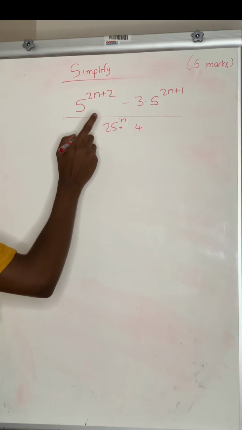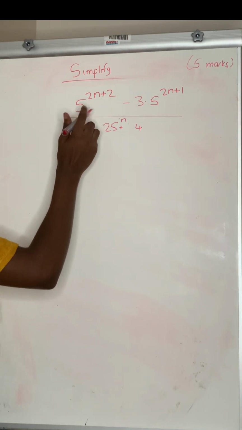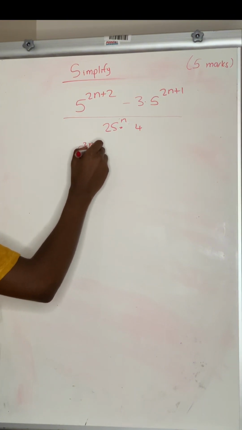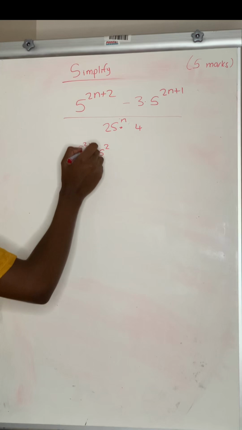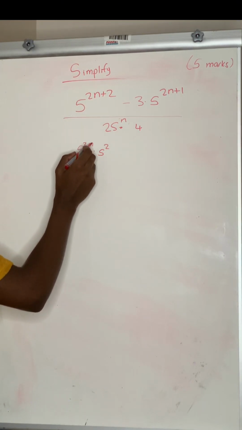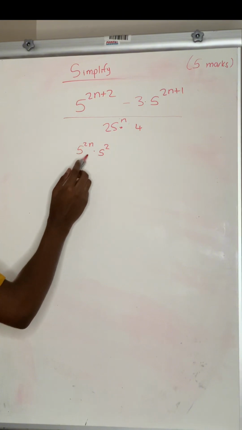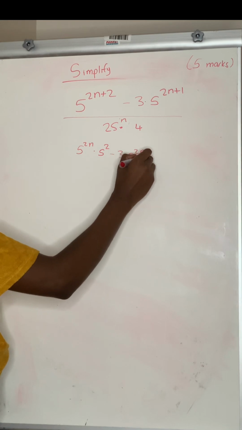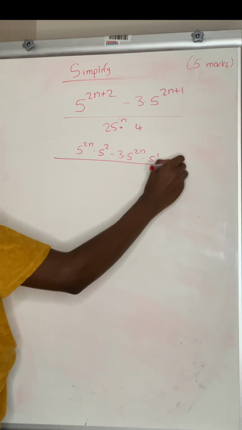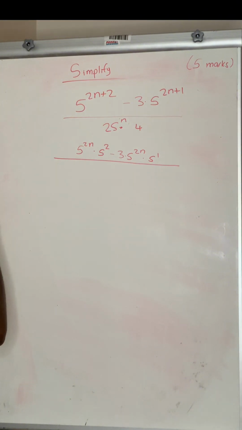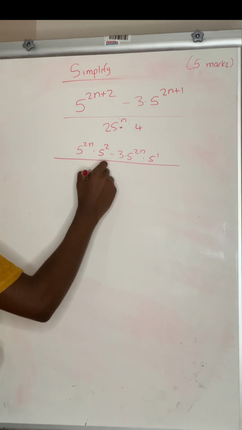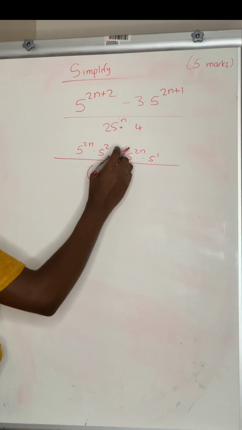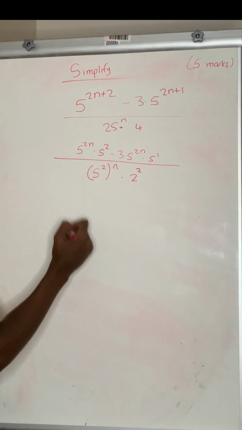So let's now apply a law of exponents on the numerator, which says 5 exponent 2n times 5 squared is the same as saying 5 exponent 2n plus 2. You have basically added these two exponents because the bases are the same. And then minus 3 times 5 exponent 2n times 5 exponent 1. All of that is divided by, on the denominator, these two numbers haven't been changed to their prime bases. So 25 in its prime base is 5 exponent 2, and then all of that is raised to the power n, times 4 in its prime base is 2 squared, okay?